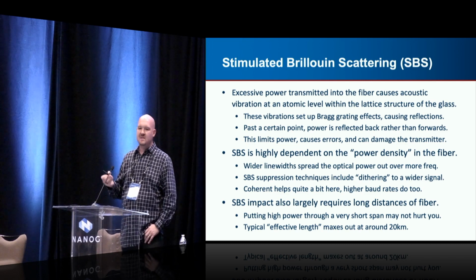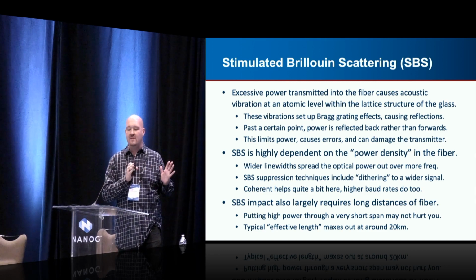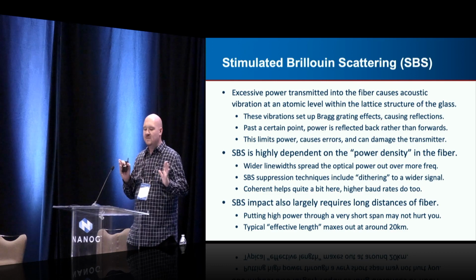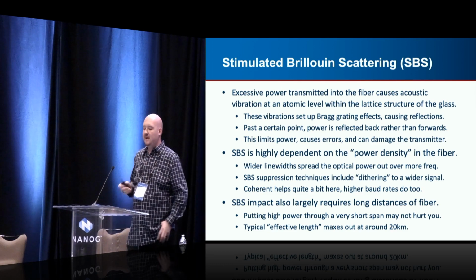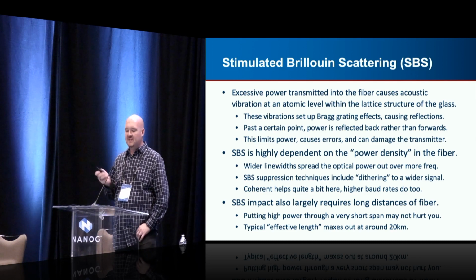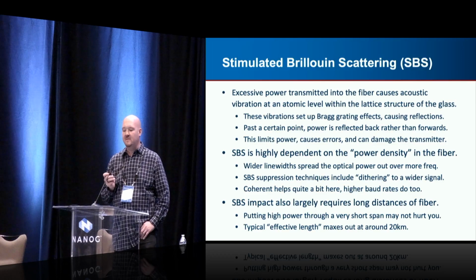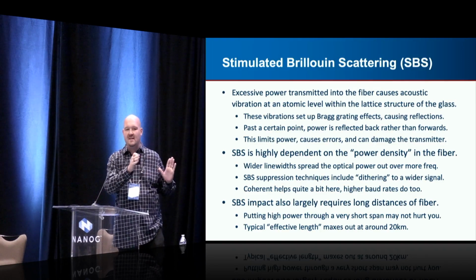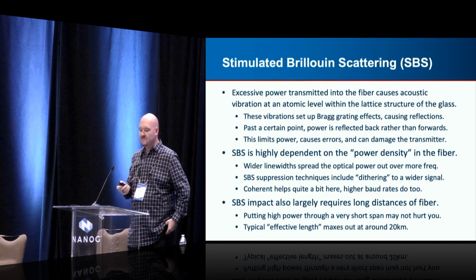And this is very dependent on the power density of the fiber. So the wider the line width, the more you spread that optical power out over wider frequencies. The more dispersion there is on the fiber, the more you spread that power out. You can dither the signal to try and spread that out, but coherent helps quite a bit too. So a modern coherent system does a very good job of spreading that signal out compared to a classic NRZ, and I'll talk more about that later, the classic 10 gig type systems.